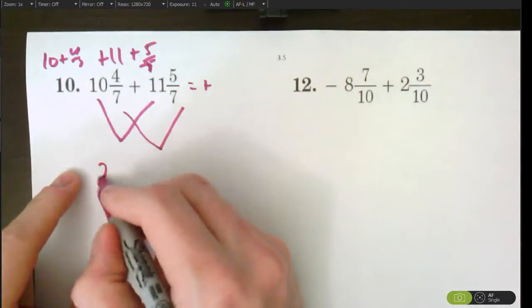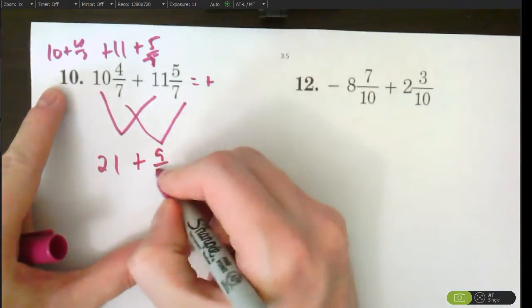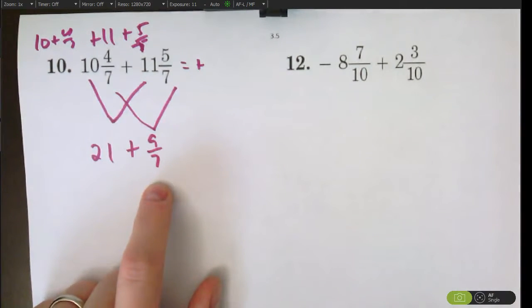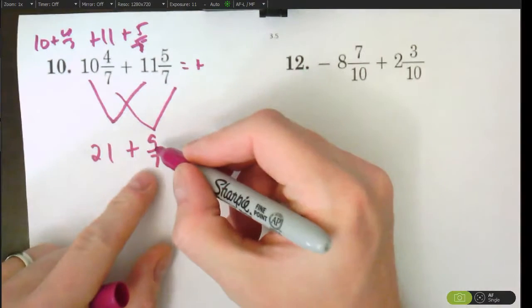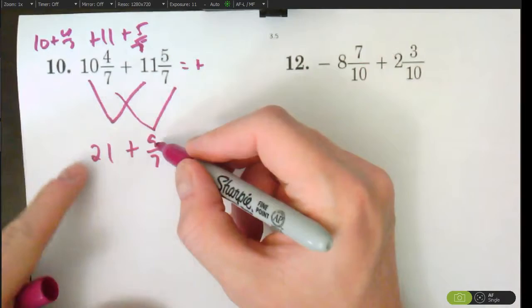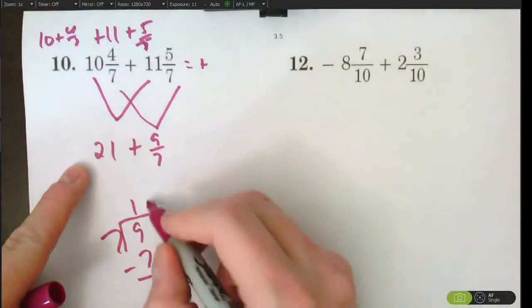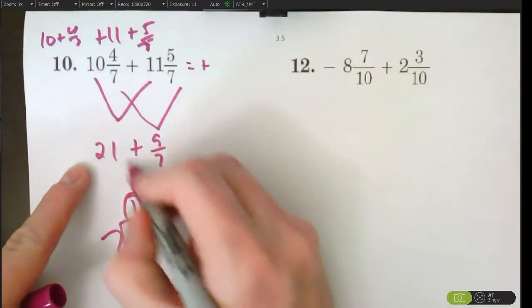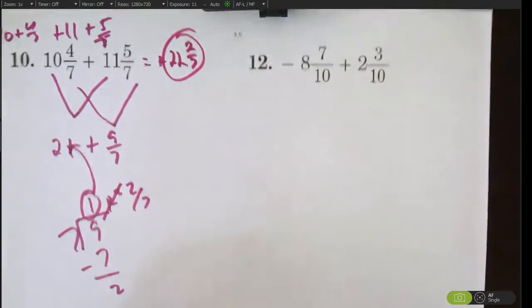So 10 plus 11 is 21, and then 4/7 plus 5/7, well, 4 plus 5 is 9/7. Now here's where we run into an issue. I've got a whole number part and an improper fraction. I've got to bring those together. So how we talked about doing that in class is make this a mixed number. Divide 9 by 7. It goes into that one time, remainder 2. That means we really have 1 and 2/7. So now I can add 1 to 21, which is 22 and 2/7.